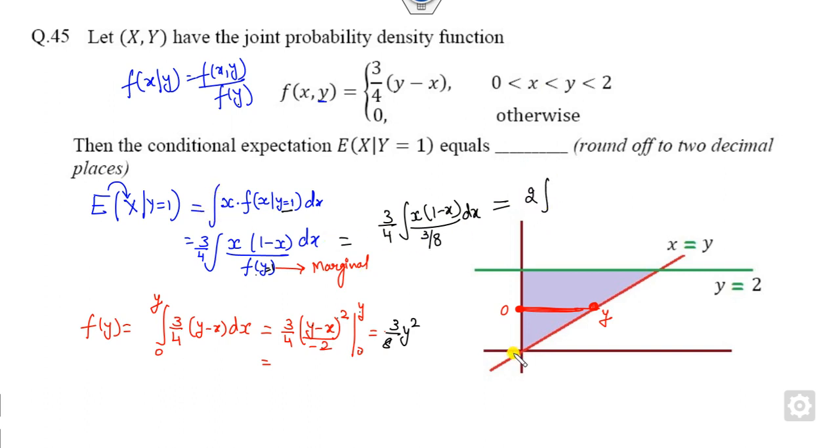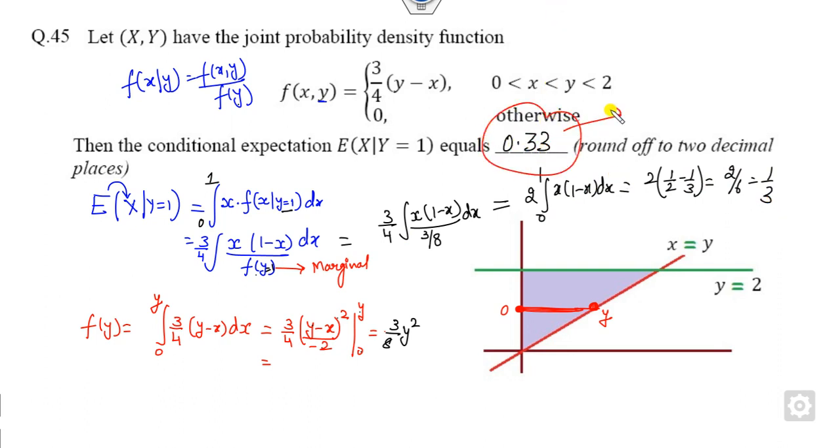What is the limit of x? You can see the minimum and maximum values are 0 to 1. So you can solve this integration. After solving, it will be 1 by 2 minus 1 by 3, so it's 2 by 6, which is 1 by 3. Up to 2 decimal places is the required answer of this simple problem.